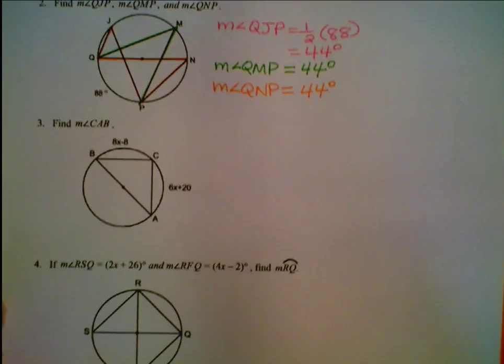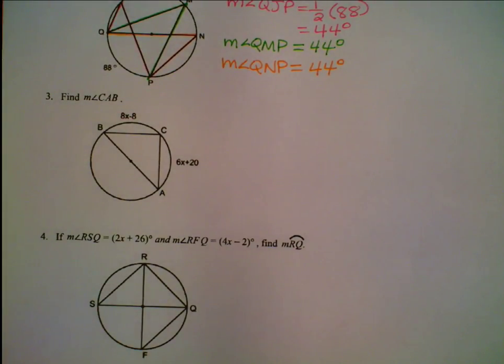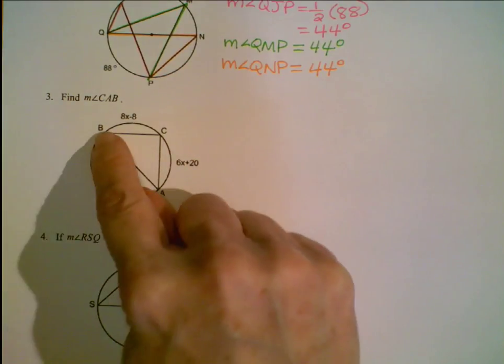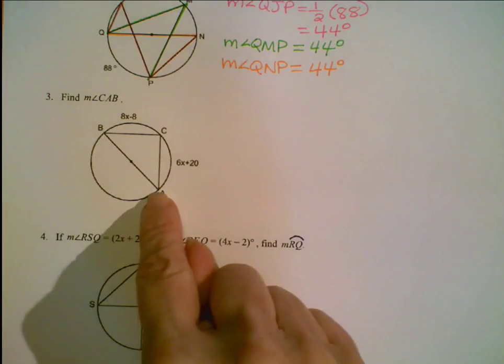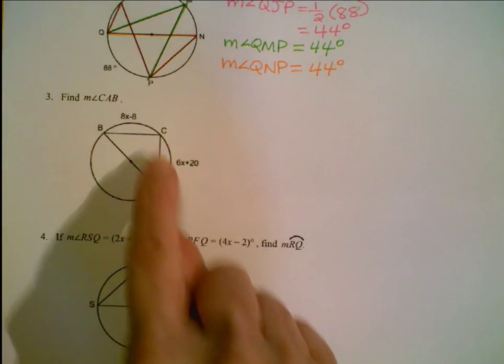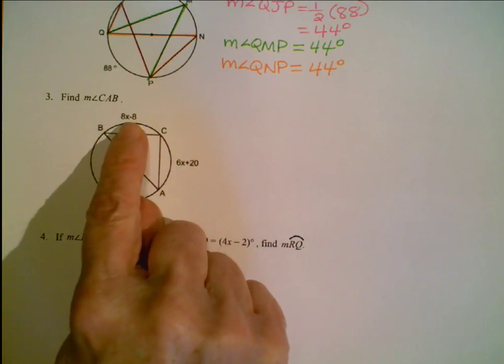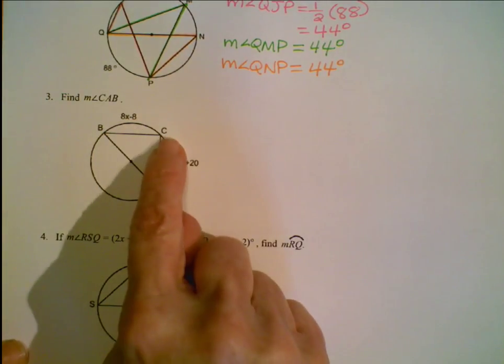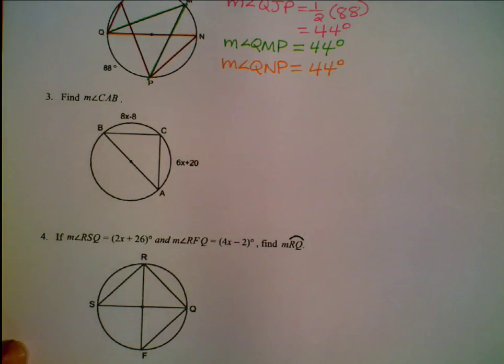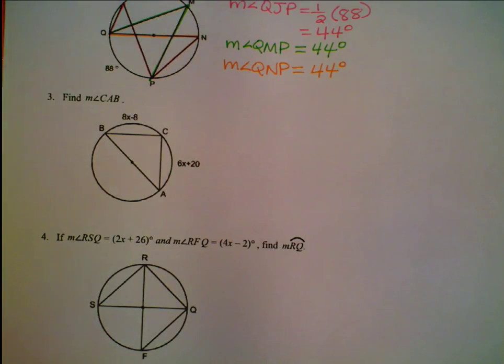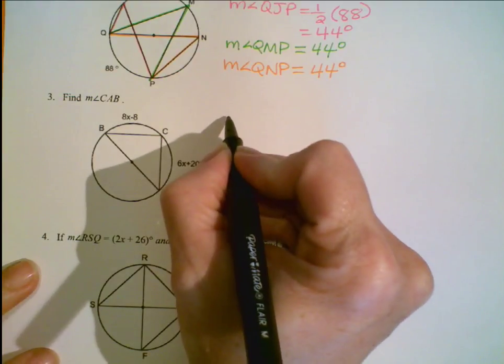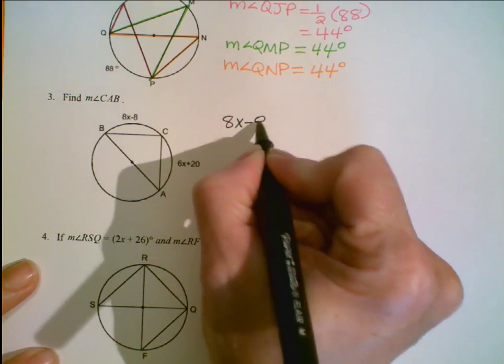All right, number 3. Find the measure of angle CAB. Something that I noticed right away, segment AB is a diameter, and I know it's a diameter because it's a chord that passes through the center, and I can see the center is marked there. Because that's a diameter, each arc on either side of that diameter is going to have to total 180 degrees, which tells me this arc, which has a measure of 8x minus 8 degrees, and this arc from C to A, which has a measure of 6x plus 20 degrees, have to total 180 degrees. So with that in mind, let's see what that makes the value of x become.